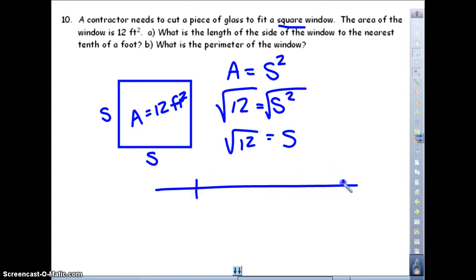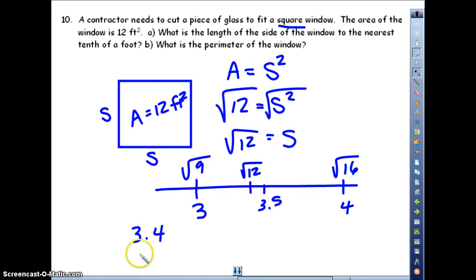Well, the square root of 12 falls between the square root of 9, which is 3, and the square root of 16, which is 4. Halfway in between is 3.5. Let's see, 12 is 3 away from 9, but it's 4 away from 16. So the square root of 12 falls somewhere around 3.4. So I'm going to try 3.4 times 3.4. I'm going to multiply this out by hand, and when I did that I got 11.56.